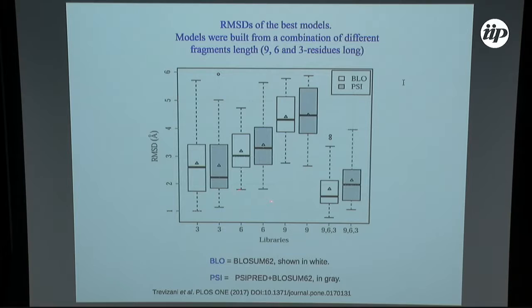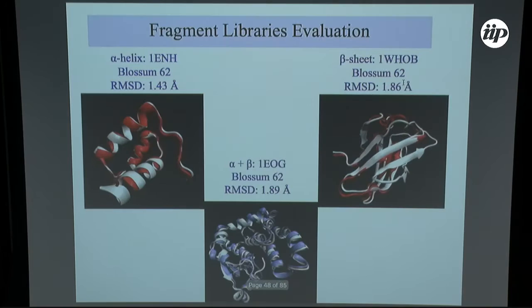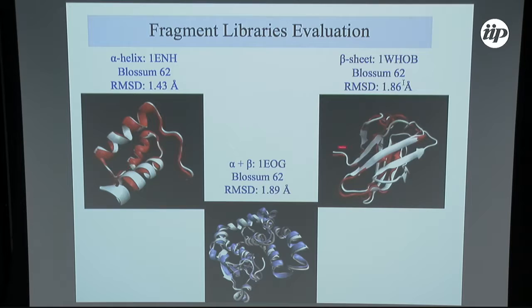And fragments of small length give better predictions than longer ones. But another important finding is that when you use mixed libraries, the results become better. And in practice, Rosetta, Quark, all these programs use mixed libraries. This is another picture showing that the model constructed using the fragments has a very good RMSD with the native one for longer and complex structures.